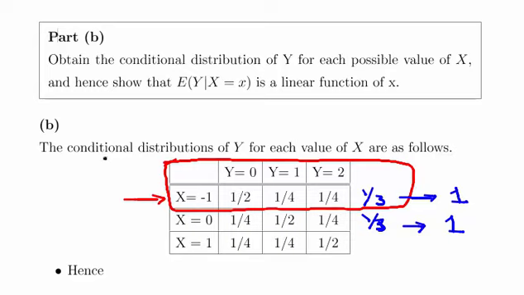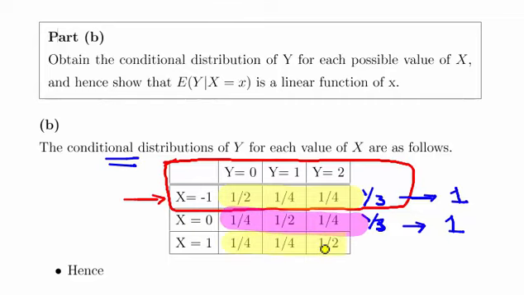Now, these are conditional distributions of y for each value of x, so the total thing does not have to add up to 1. What does have to happen is that this row here has to total 1, this row here has to total 1, and this row here has to total 1.